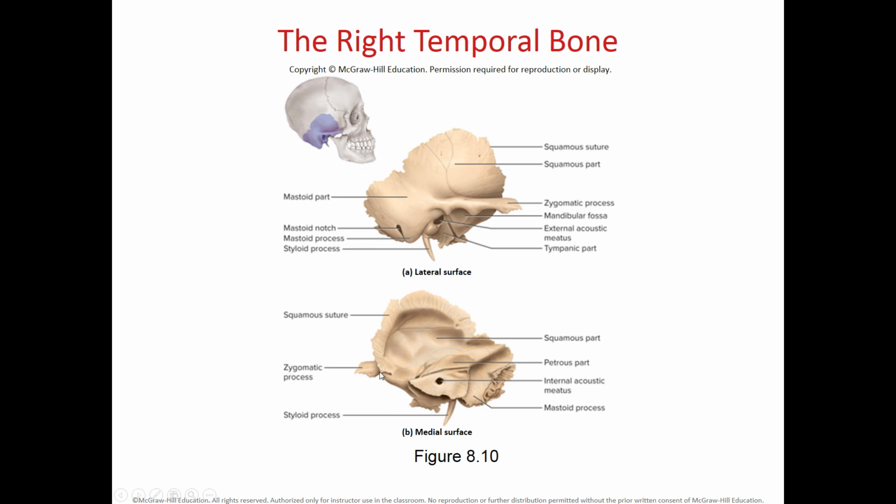Now, internally in the middle surface of the temporal bone, you can see the squamous suture, the zygomatic process in here, the squamous part, the internal acoustic meatus, which is continuous with the external acoustic meatus, and then we have the mastoid process, which is filled with air cells. So it's similar to a sinus, because you have this cavity inside the mastoid process filled with air. And then you can see here the styloid process.